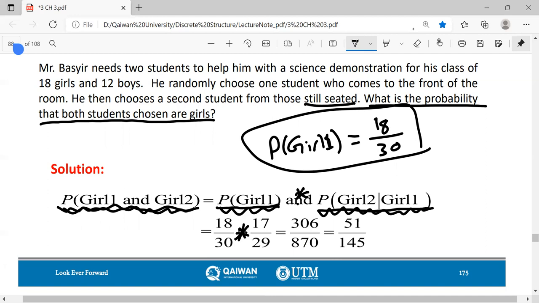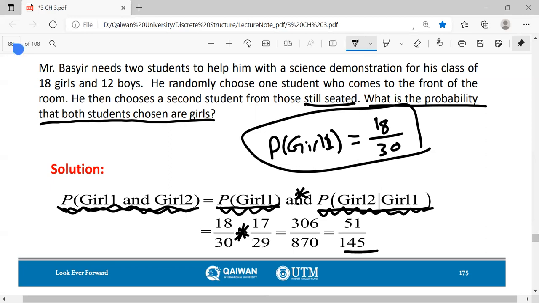As you see here, the first girl was chosen among 18 girls, and in the class we have 30 students, which is 18 divided by 30. Then for the second one, let's choose among 17 girls, because one girl is chosen, and we have 29 students in the class, because one of the students is chosen. So it's 17 over 29. We just multiply these, so we get the result. That's 51 over 145. This is the probability that both students chosen are girls.